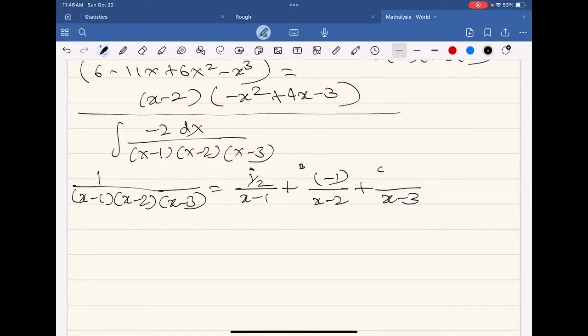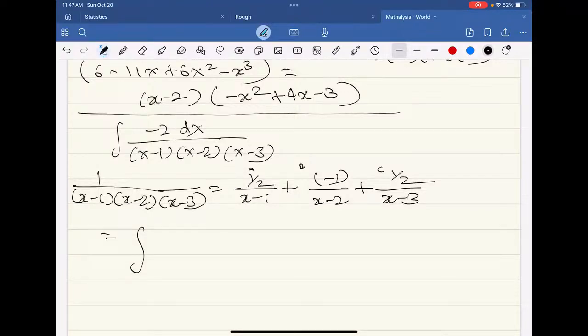Similarly, if we do for C, that will be 1 by 2 times negative 1, so that means negative 1 by 2. Oh, wait, no, just positive 1 by 2. 1 by 2 times 1 it will be. Yeah, positive 1 by 2, I think that's right. Now, this was actually a good way to do this. Now we are good to go.